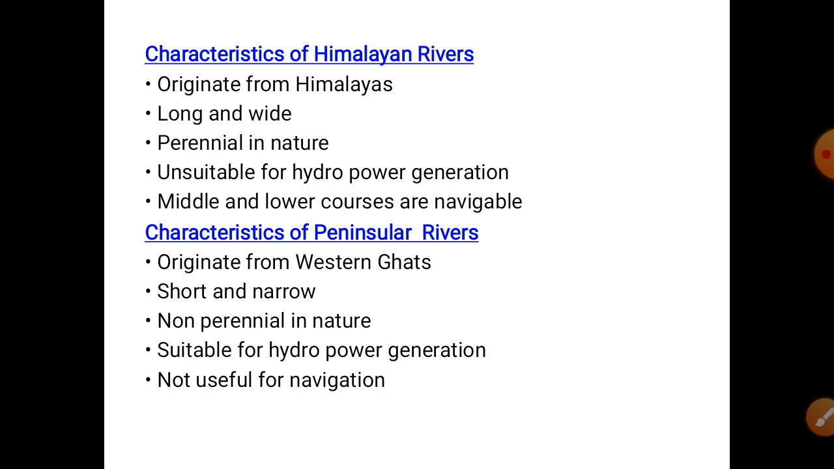Next is about peninsular rivers. Peninsular rivers originate from the Western Ghats. They are short and narrow. They are non-perennial in nature. They are suitable for hydropower generation. Unlike Himalayan rivers, peninsular rivers are not useful for navigation.